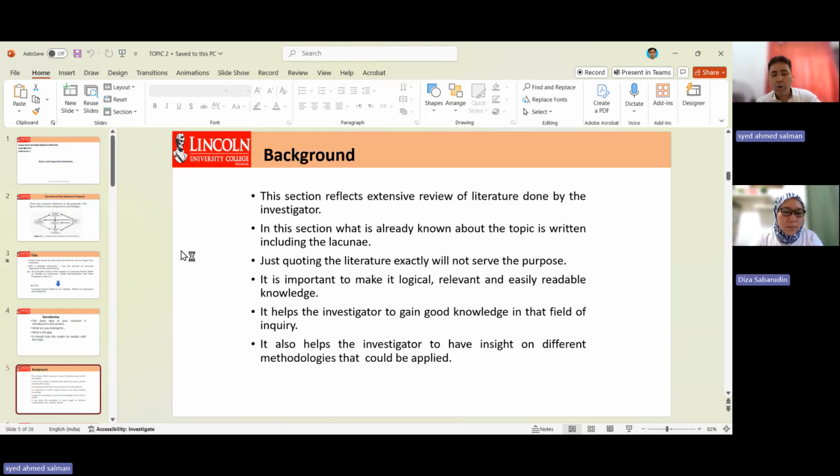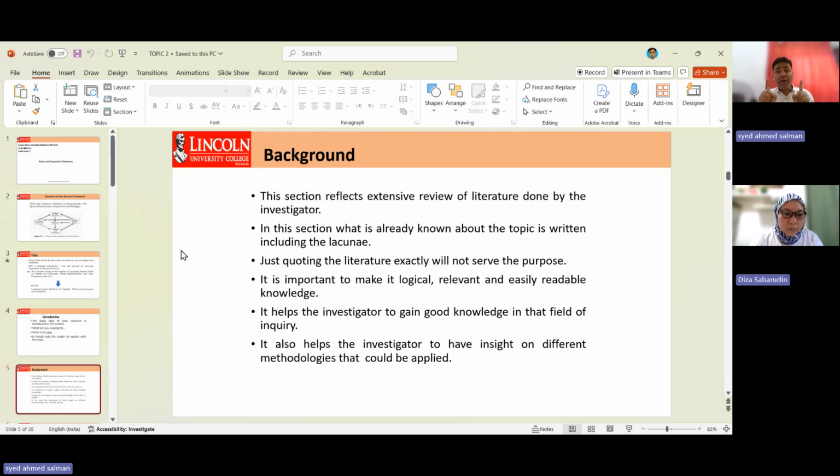It helps the investigator to gain good knowledge in that field of inquiry. It also helps the investigator to have insight on different methodologies that could be applied. If you are writing from different sources, you will be able to understand the methodologies. You will be able to understand the knowledge in your subject, and you will be enhancing your research.